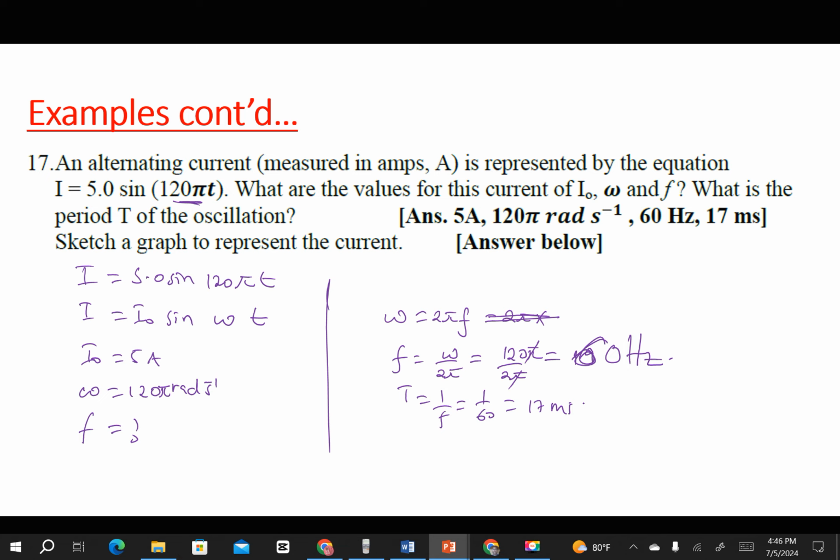Okay, so you sketch a graph. To sketch the graph, I'll make a small sketch of current against t. I have to come up with I naught on both sides, so this is positive 5 and we have negative 5. I have a quarter cycle, half a cycle, 3/4, and 1 complete cycle. At t equals 0, I is 0, so I'll have such a graph.